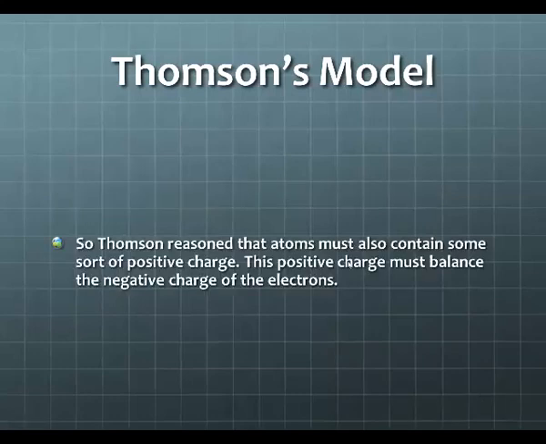Thomson reasoned that atoms must also contain some sort of positive charge. The positive charge must balance the negative charge of the electrons. The atom itself does not have a positive or a negative charge. It is neutral. Knowing that an atom does not have a positive or negative charge, and knowing that pieces of the atom are negatively charged, there has to be a positive charge that is counteracting the negative charge.